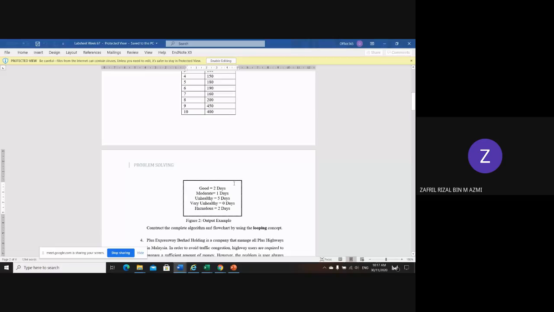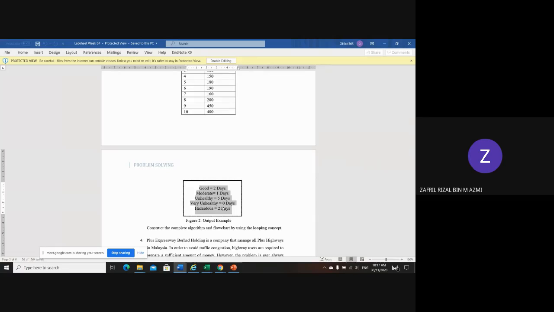Okay, so there are only two types of calculation involving looping. In general, we do looping to calculate two things, right? The first one is for counting. The second one is for accumulating, correct? So in this case, is it accumulating or counting? Accumulating.